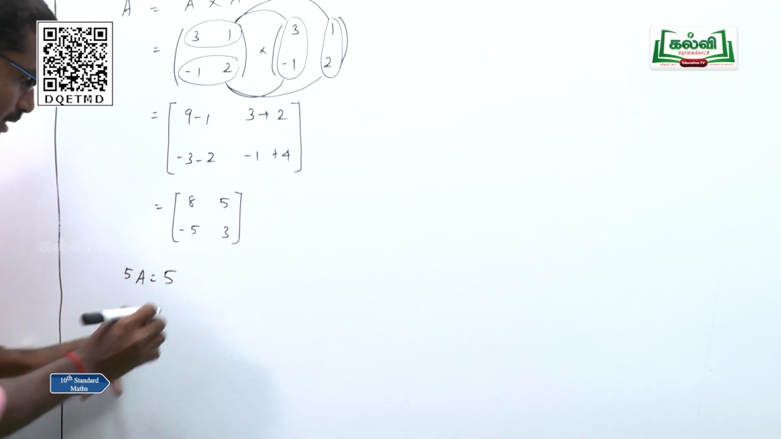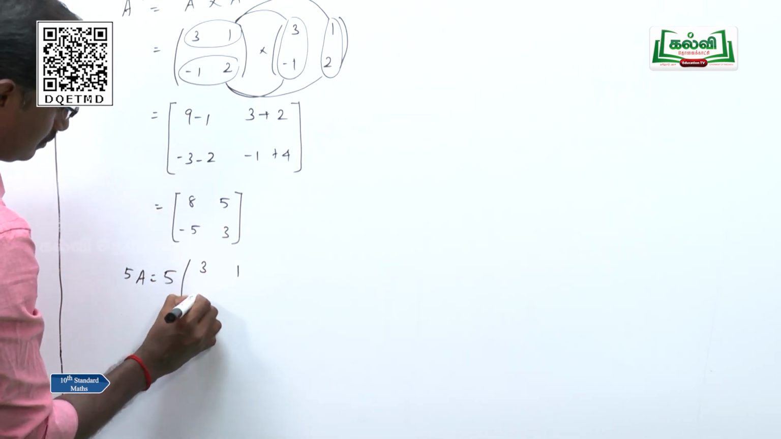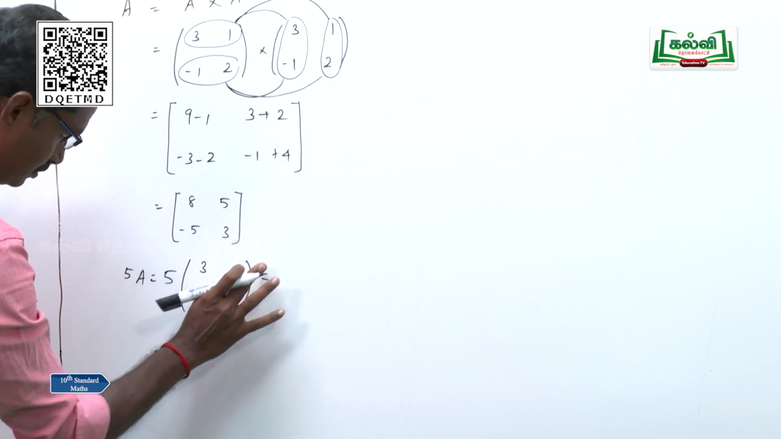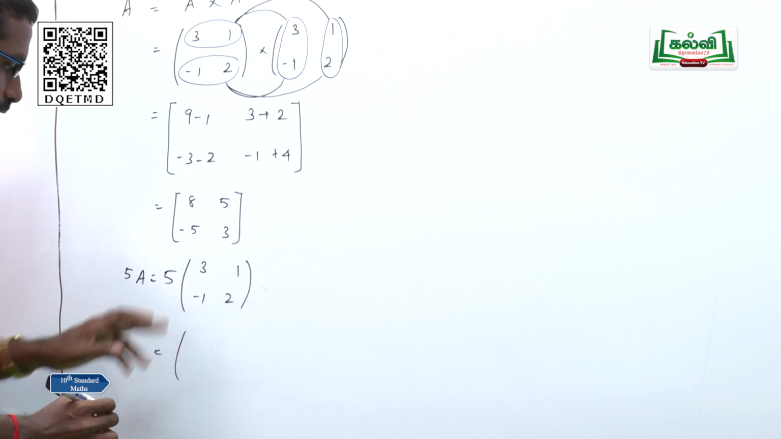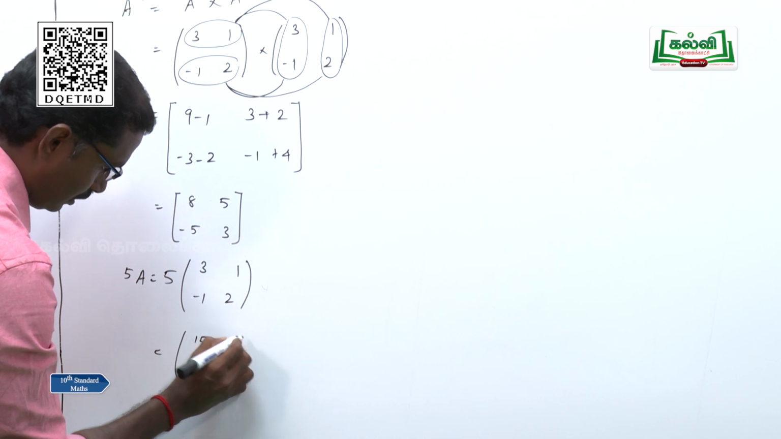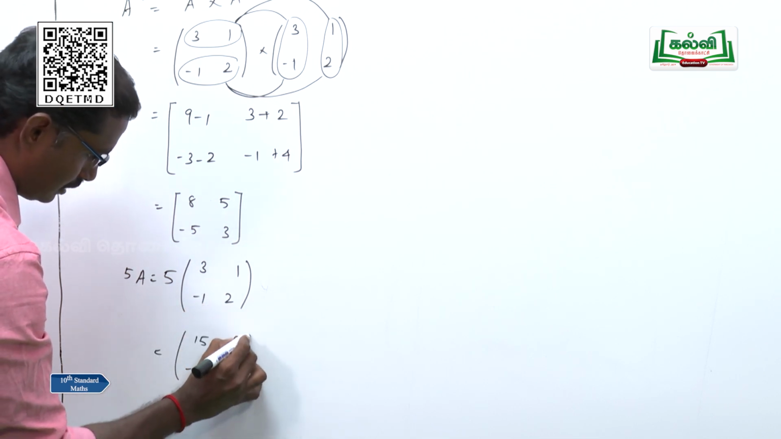5A means write the A matrix: 3 1 minus 1 2. Multiply this matrix by 5. 3 5s are 15, 5 1s are 5, 5 minus 1s are minus 5, 5 2s are 10.